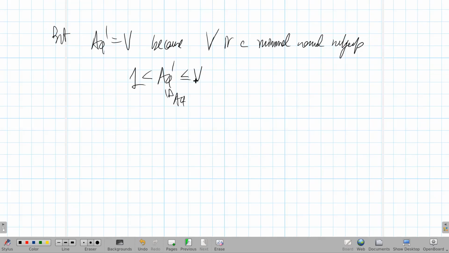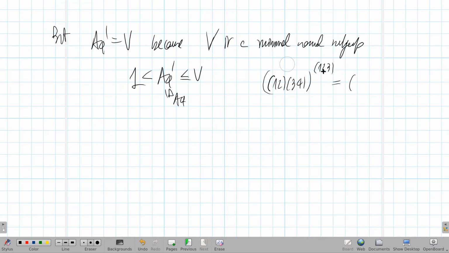Minimal normal subgroup means that there are no proper normal subgroups in V different from 1. So if it's a minimal normal subgroup, this implies that A4 prime cannot be properly contained between 1 and V. And the reason why this is minimal is simply because the 3 non-trivial elements of V are conjugates. So if you conjugate this with (1 2 3), what do you find?